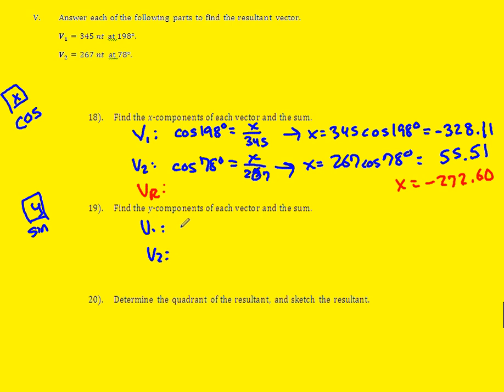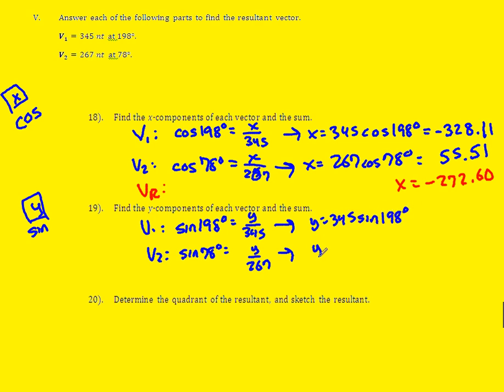This time I'm finding the y's, so I'm doing sine. The sine of 198 equals y over 345. And sine of 78 is equal to y over 267. Same thing, that means here that y equals 345 sine of 198, when I just rearrange it, and then here y equals 267 sine of 78, which equals, in each case, the first one is negative 106.61, and the second one is 261.16. So again, to find the resultant v sub r, all I'm going to do is add these two up.